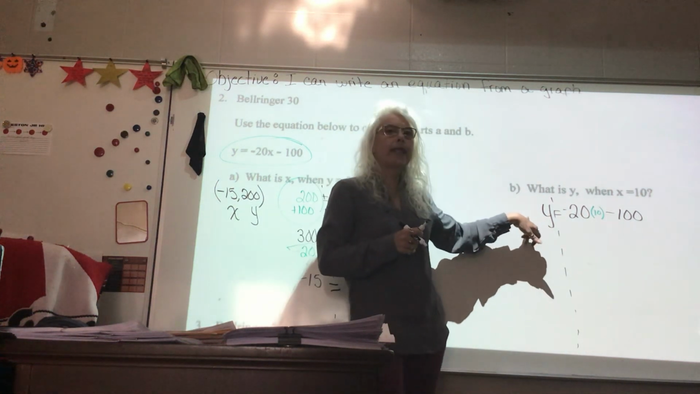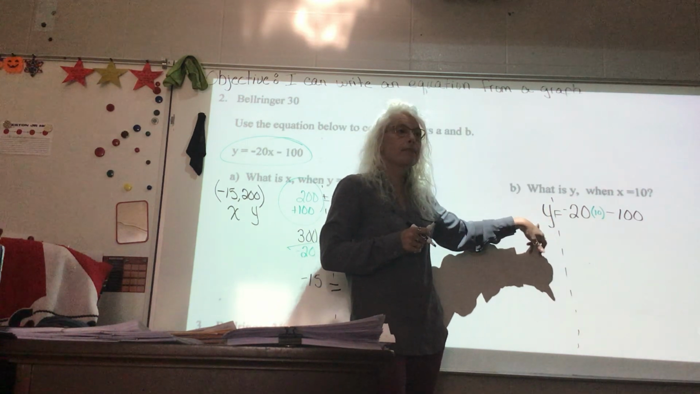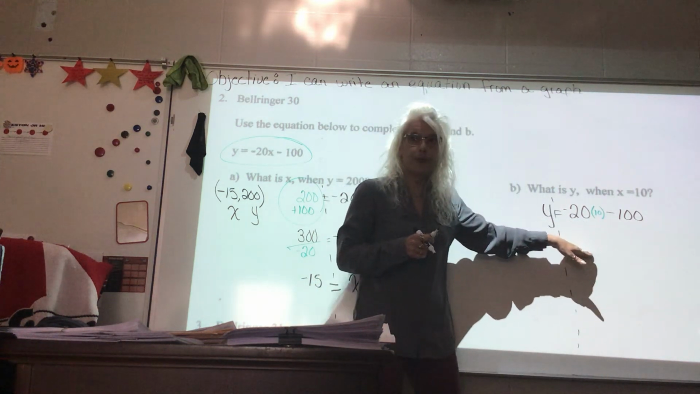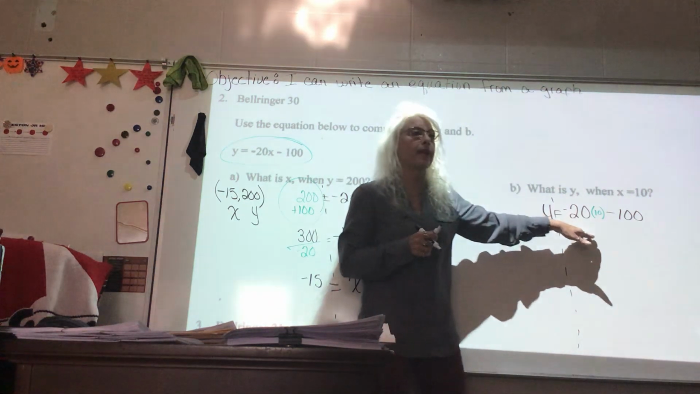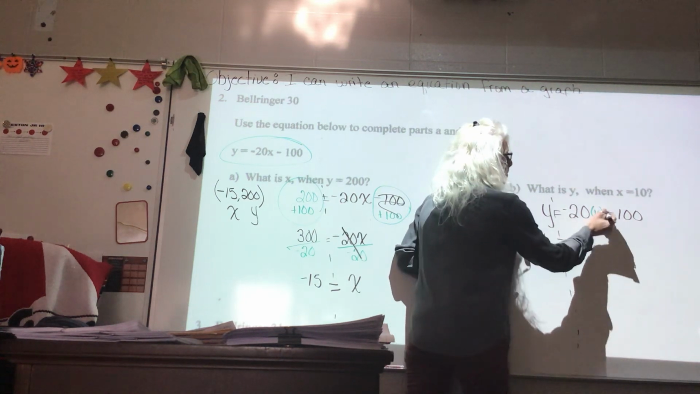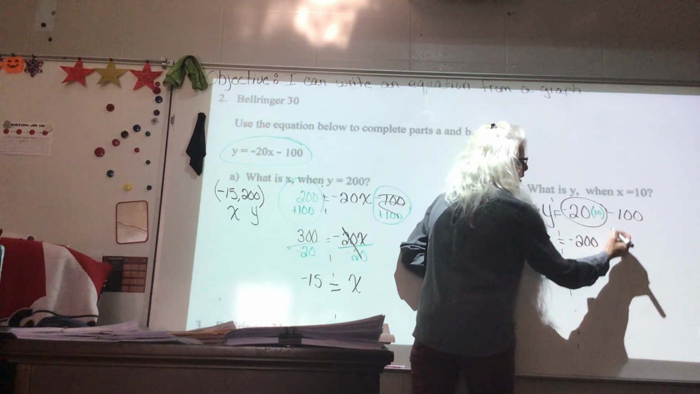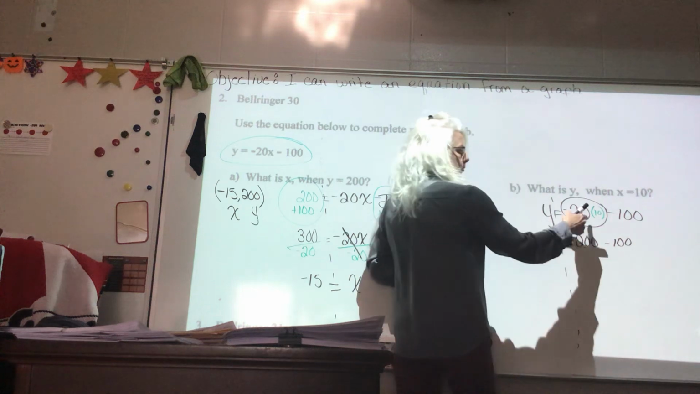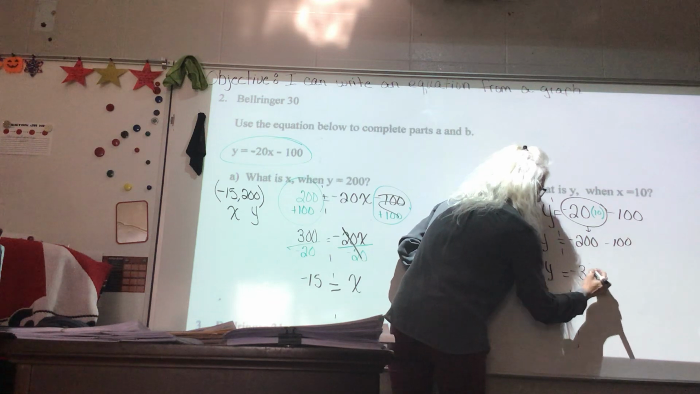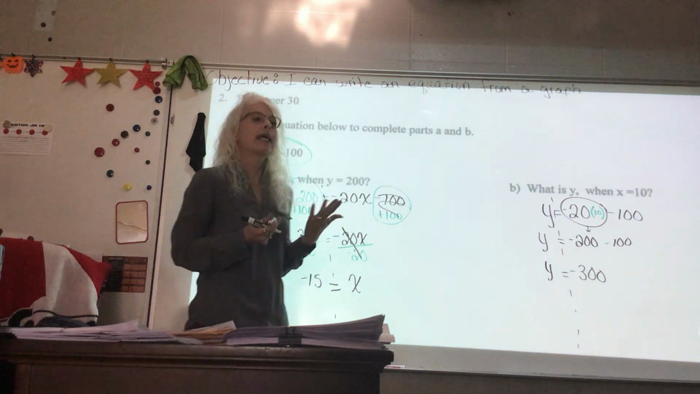Now, is my variable isolated? Is my variable all by itself? Yes. Since my variable is isolated all by itself, we're just going to do order of operations. So would I subtract or multiply first? Multiply. So I'm going to bring down my y, multiply, and then I'm going to subtract. So, when x is 10, y equals negative 300.